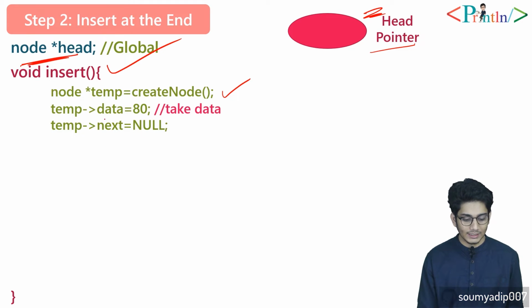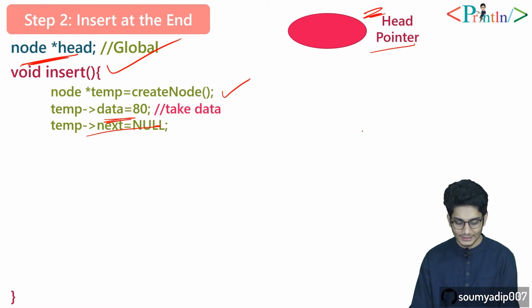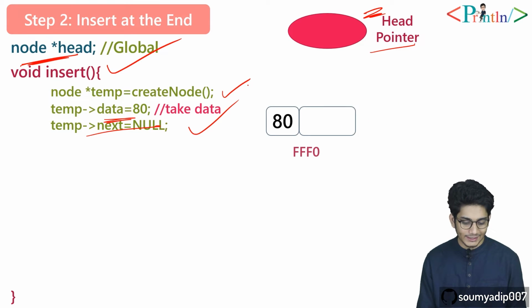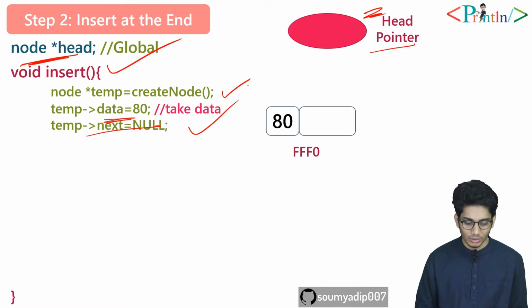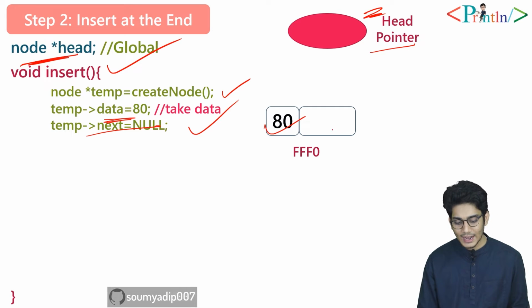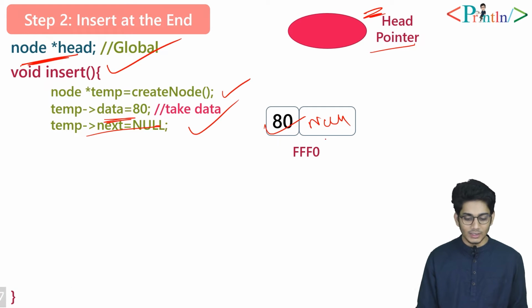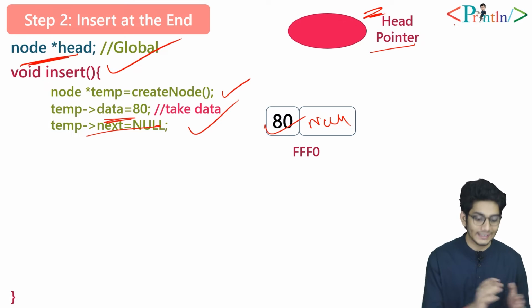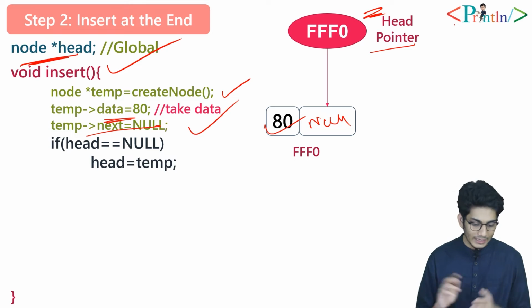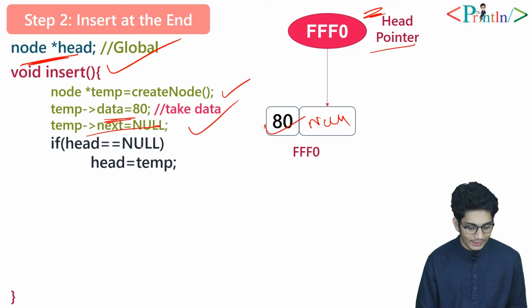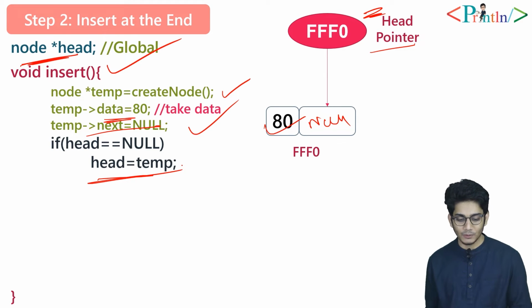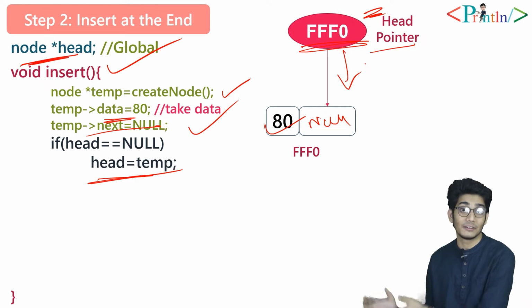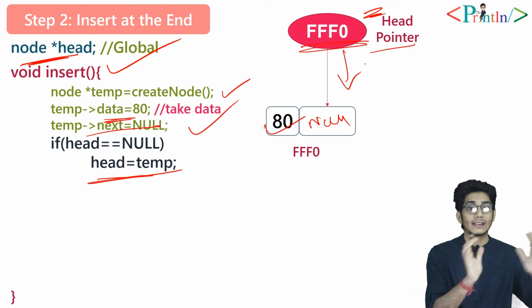Then we are inserting 80 over here, the next node will be null. So let's say that after this we have got this node, that is data is 80 and this is null. Now what does our head pointer contain? Our head pointer also contains null. So if our head pointer is null, then we'll insert temp over here, then it will keep pointing to this fff0. So we have added our first node.